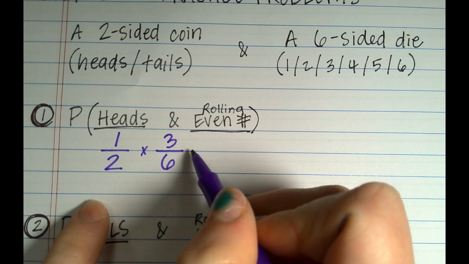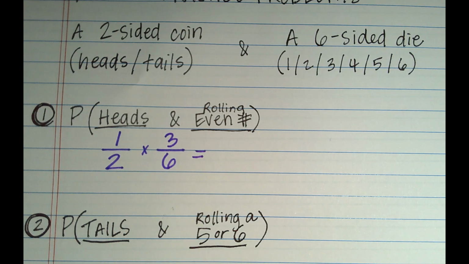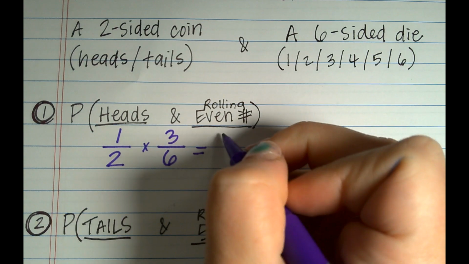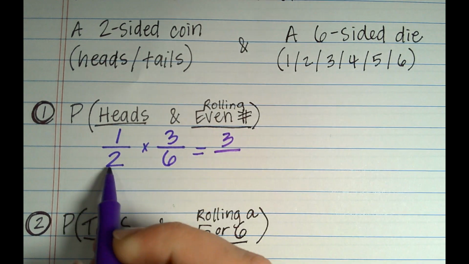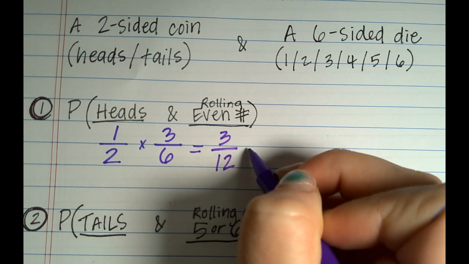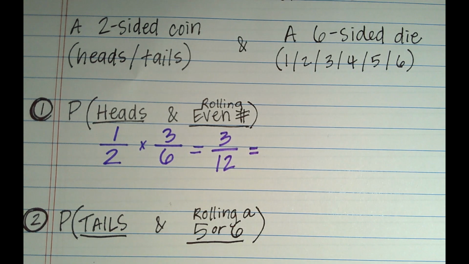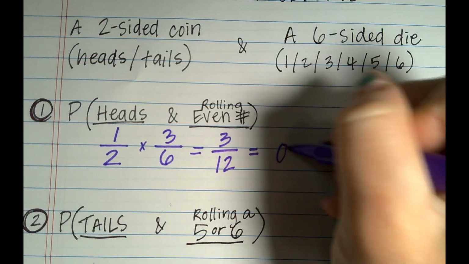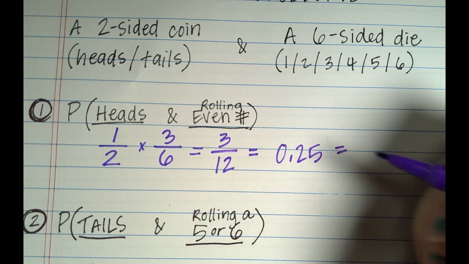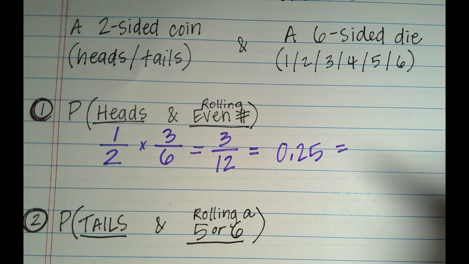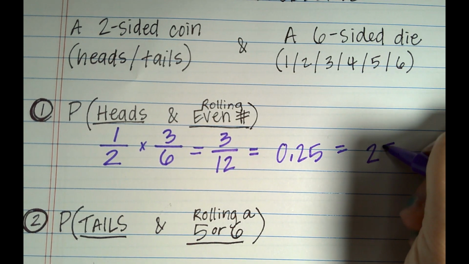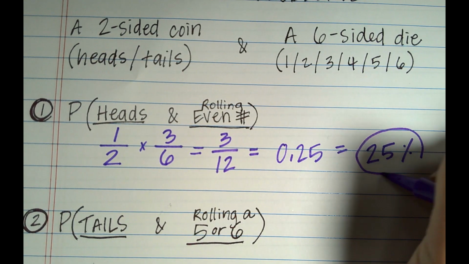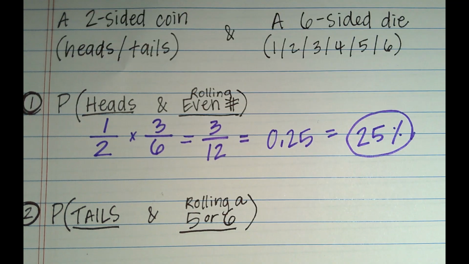So we have our 2 fractions. We'll multiply them. 1 times 3 gives us 3. 2 times 6 gives us 12. 3/12 would be our fraction. What y'all get for the decimal? Perfect. 0.25. And last but not least, our percentage, 25%. Good.